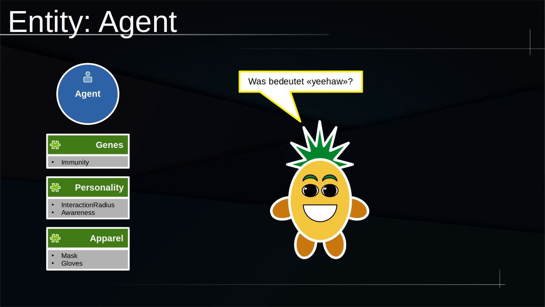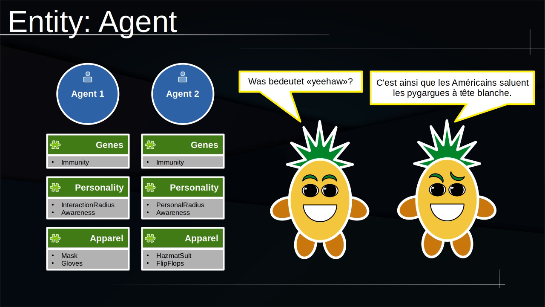Obviously, we create a unique entity for each agent or creature we wish to represent, and like before, we're free to add relevant and personalized characteristics. We can add a genes component that defines an agent's viral resistance or immunity to a given disease. A personality component could specify how close an agent is willing to get to others, and whether that agent is cognizant of the boundaries preferred by other agents. An apparel component could include various forms of clothing or personal protective equipment like masks and gloves that might impact disease transmission, etc.